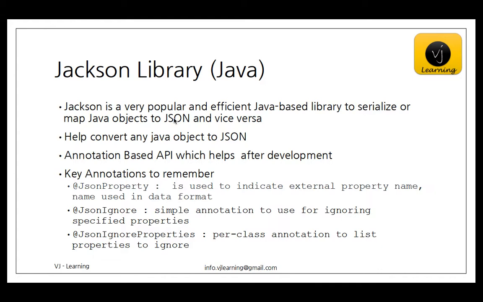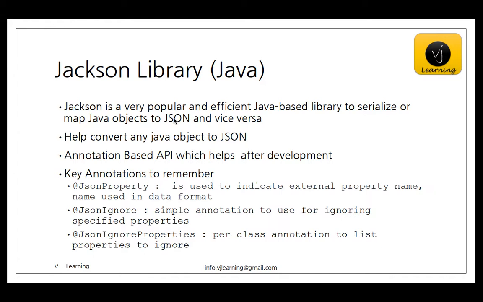We're going to talk about three properties: JSON property, JSON ignore, and JSON ignore properties. JSON property is an external property name which a developer can provide for any JSON string at the key level. Usually JSON takes the name of the variable as the name for the key. If you want to explicitly mention a specific name, you can do so using the JSON property.